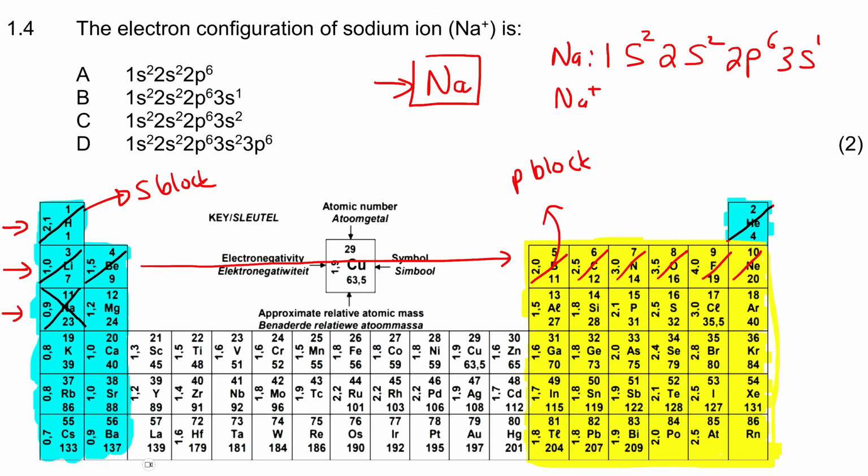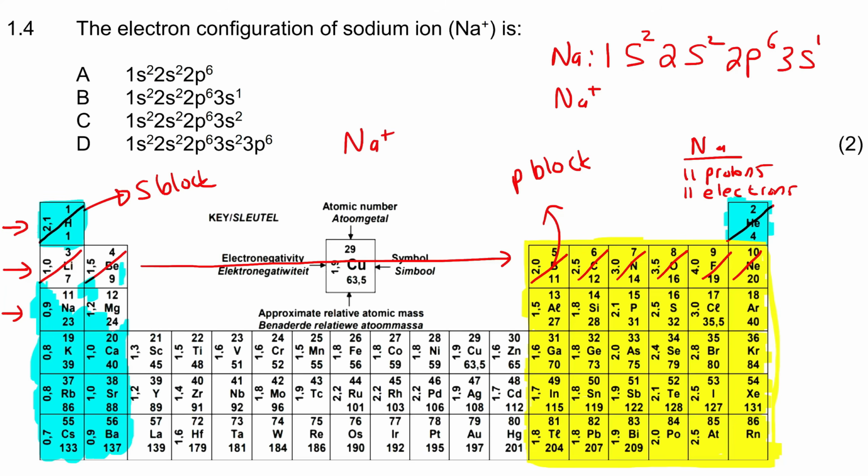Well, we should remember that because this Na is in position number 11, it means that it's got 11 protons. And because it's a normal Na without any positives or negatives, I'm talking about normal Na, then it will also have the same amount of electrons. Okay. Now, if we look at Na+, Na+ is also going to have 11 protons. A substance can never lose or gain protons. It can only lose or gain electrons.